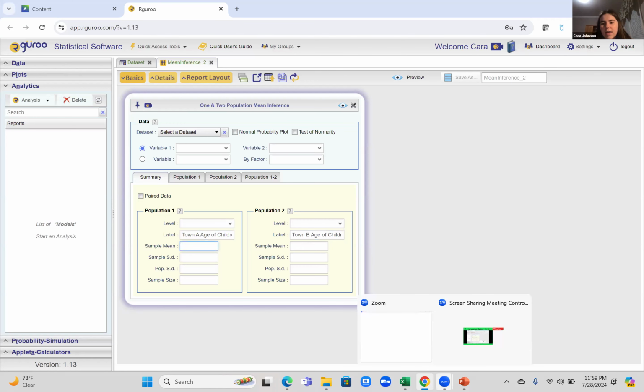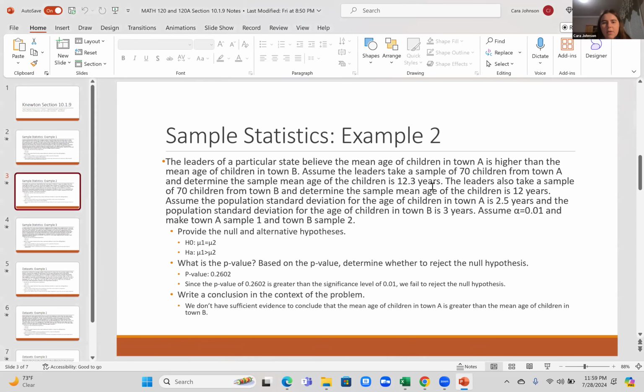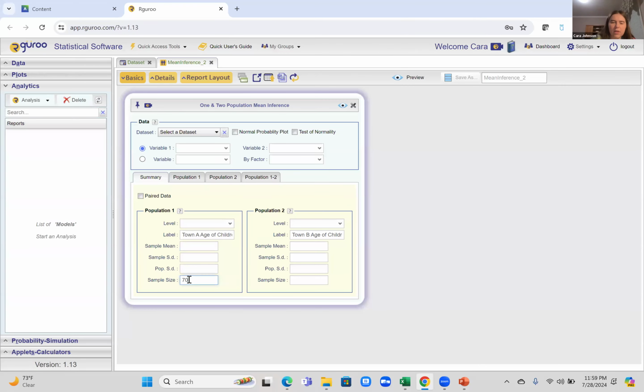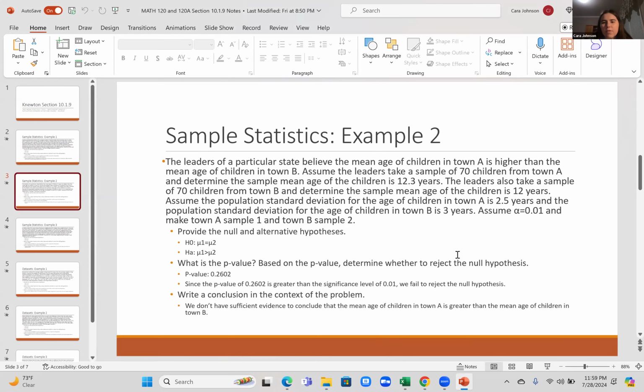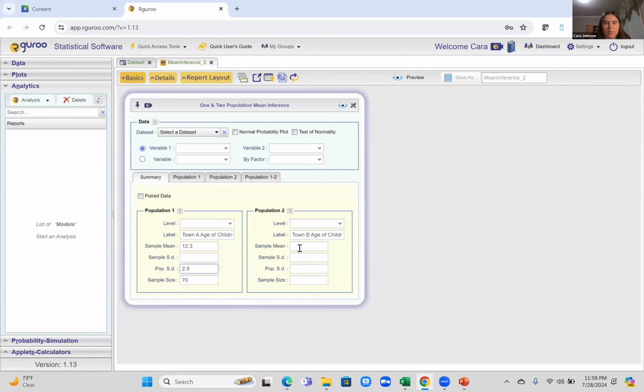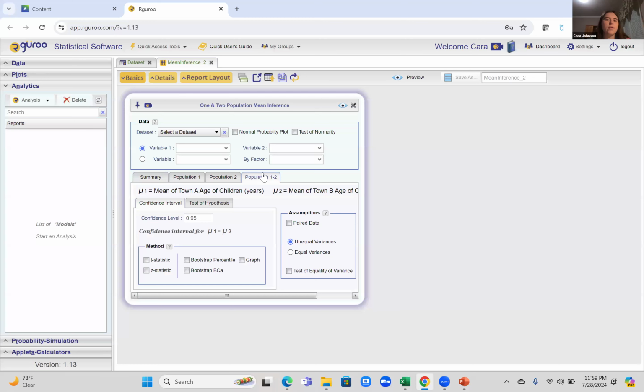So for town A, my mean, 12.3, sample of 70, population standard deviation, 2.5. And then for sample number 2, it was also 70, mean 12, population standard deviation 3. Go to population 1 minus 2.